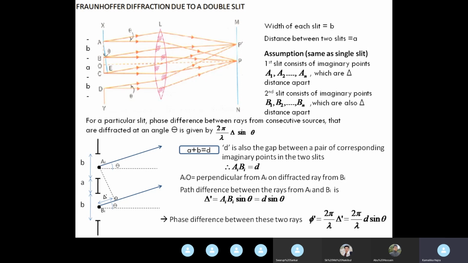Okay, what is the actual meaning of this phase difference? This is not only the phase difference between AI and BI, this is the phase difference between any such AI and any such BI placed in the two slits. All right, and the value is given by 2 pi by lambda D sine theta.